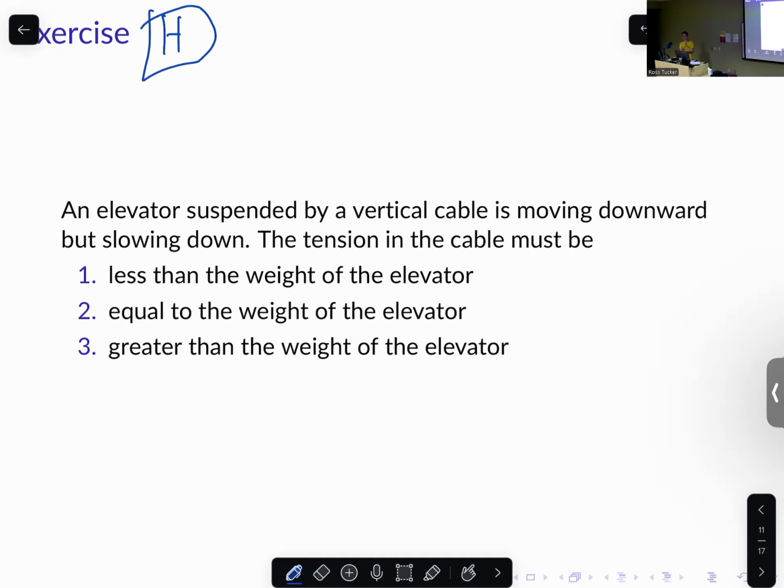This is, by the way, the exact scenario I ask on midterm 2 and the final. Elevator speeding up, slowing down, moving up, moving down, tension, weight. Very common question.